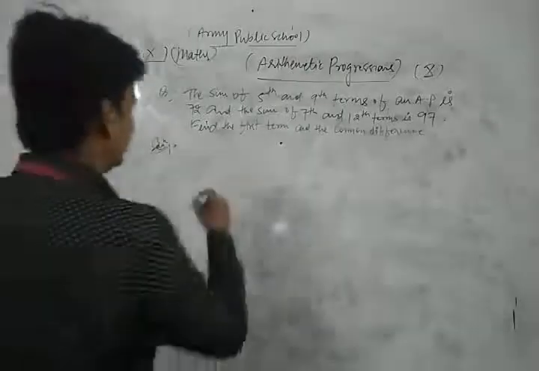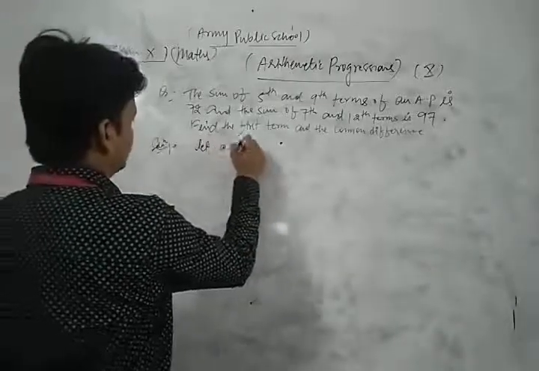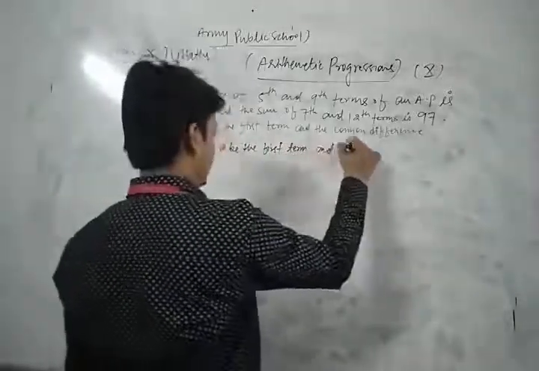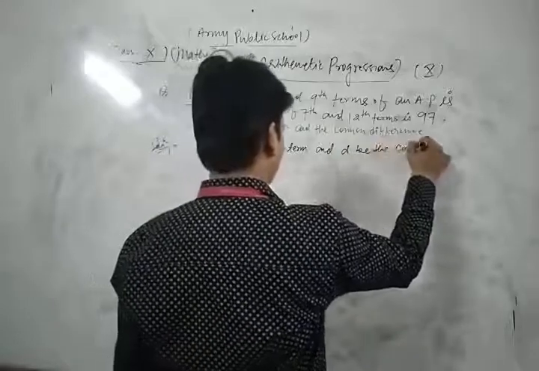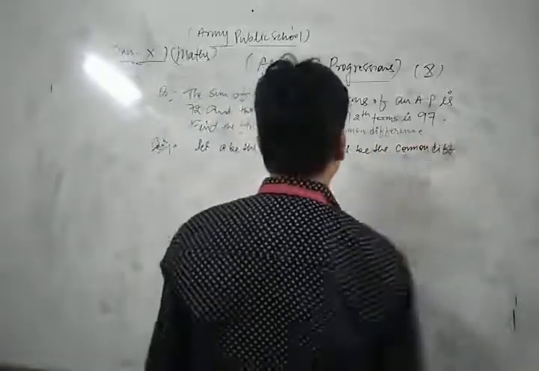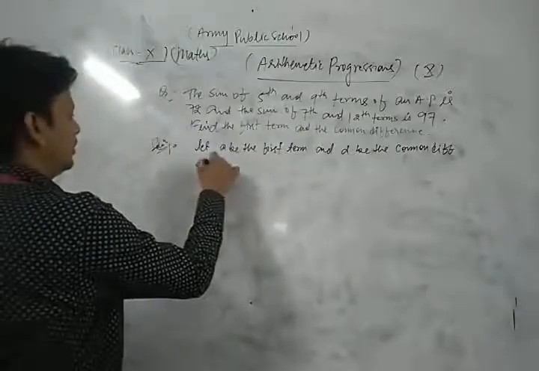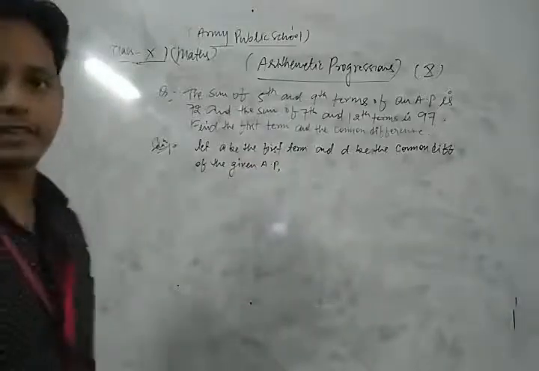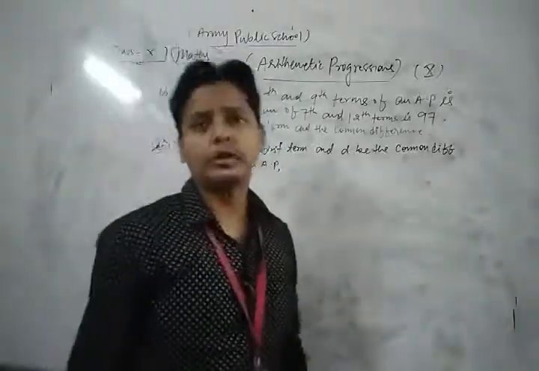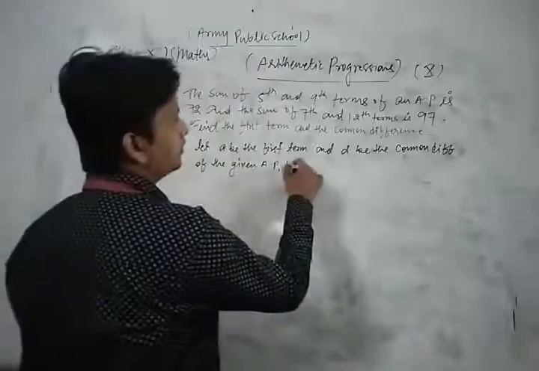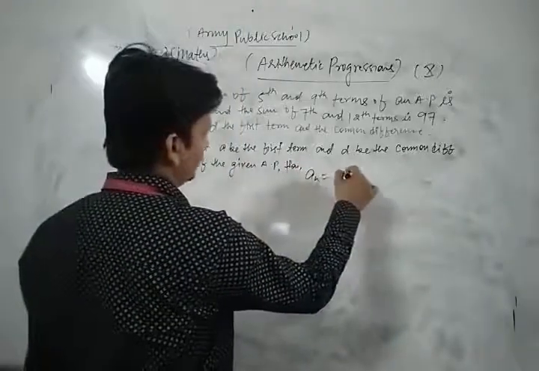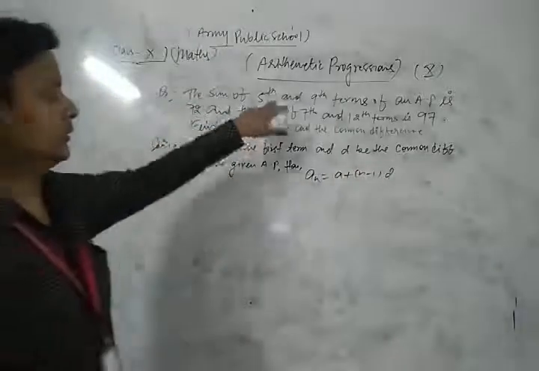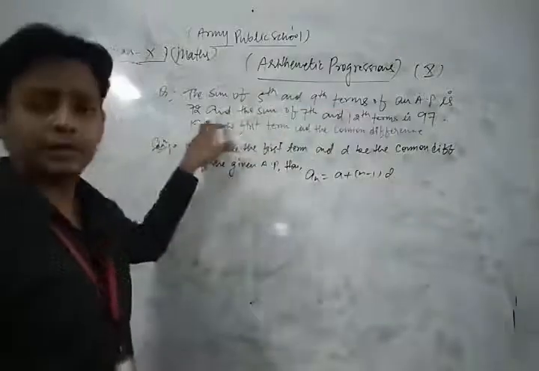First of all, let A be the first term and D be the common difference of the given AP. Then its nth term is A plus (n minus 1) into D. Now according to the question, the sum of the fifth and ninth terms of an AP is given as 72.